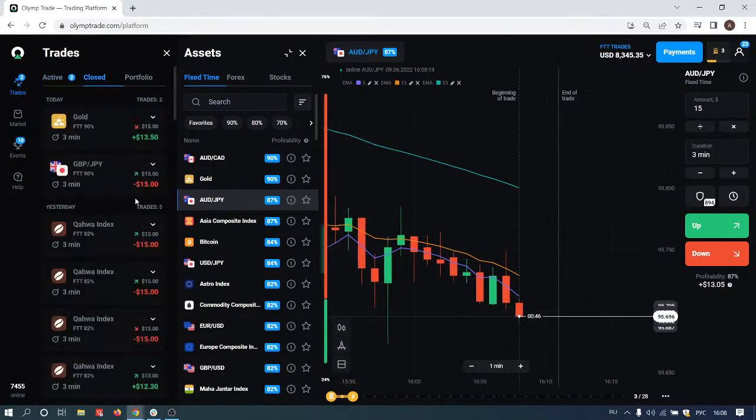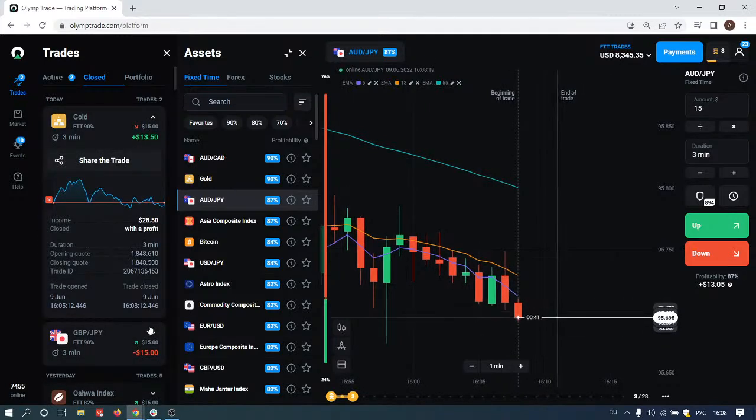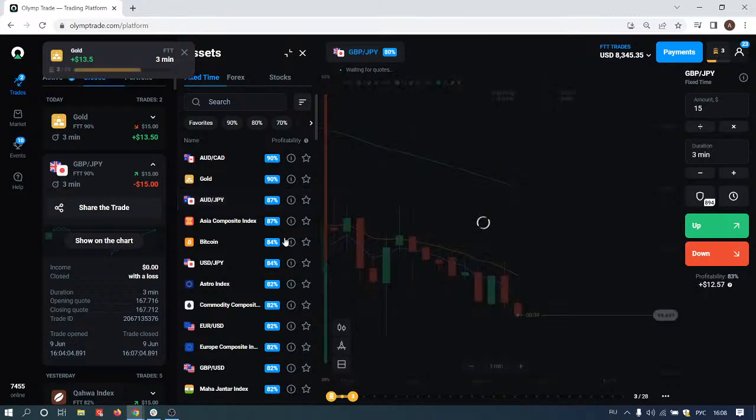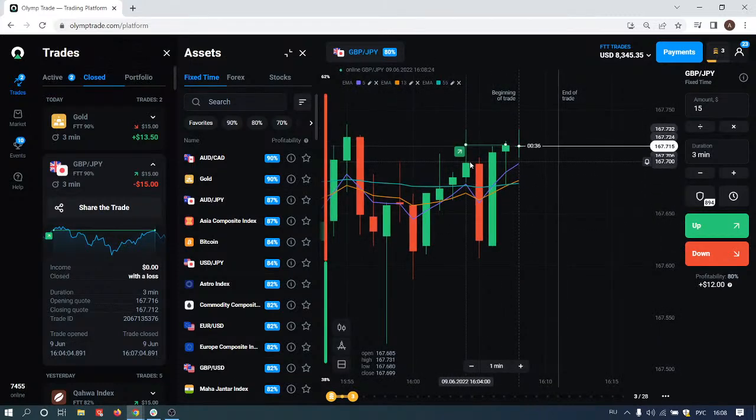So what have we got so far? We have one losing trade, one winning trade, one trade with a profit, one trade with a loss, and this one, see, almost closed with a profit, but nope.